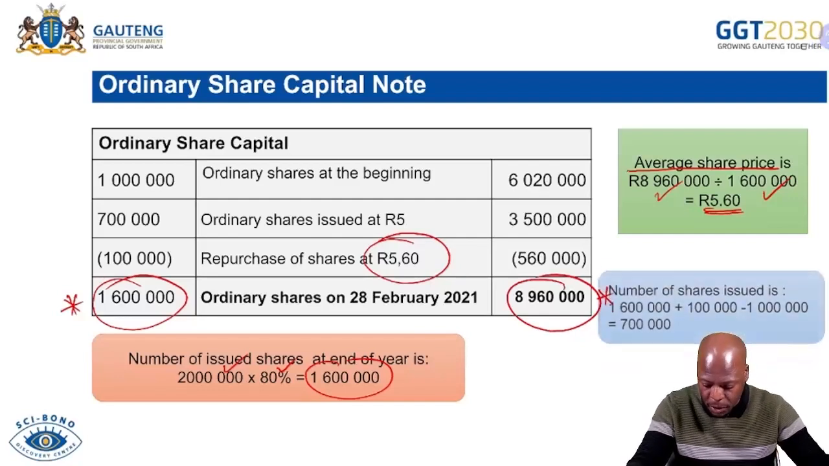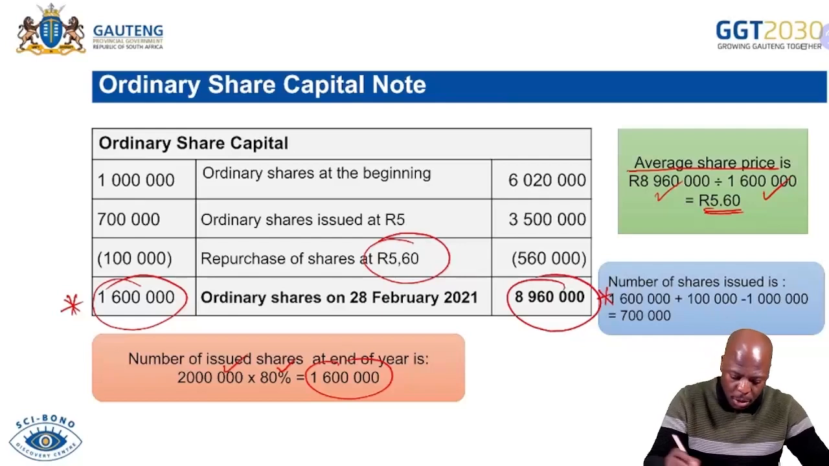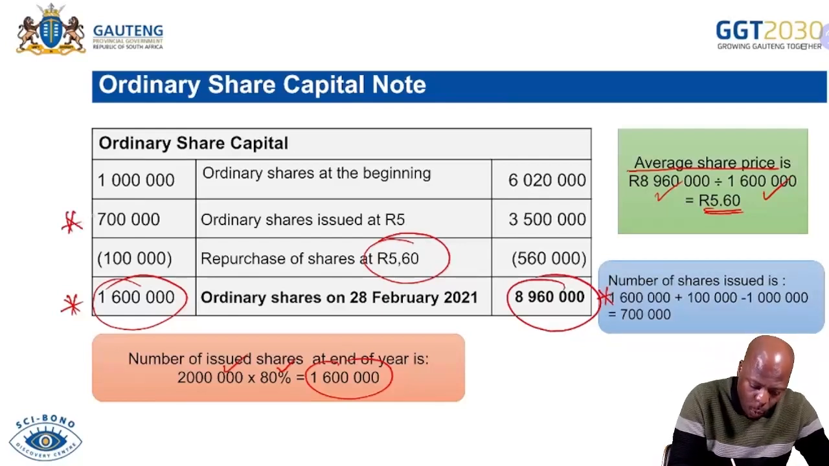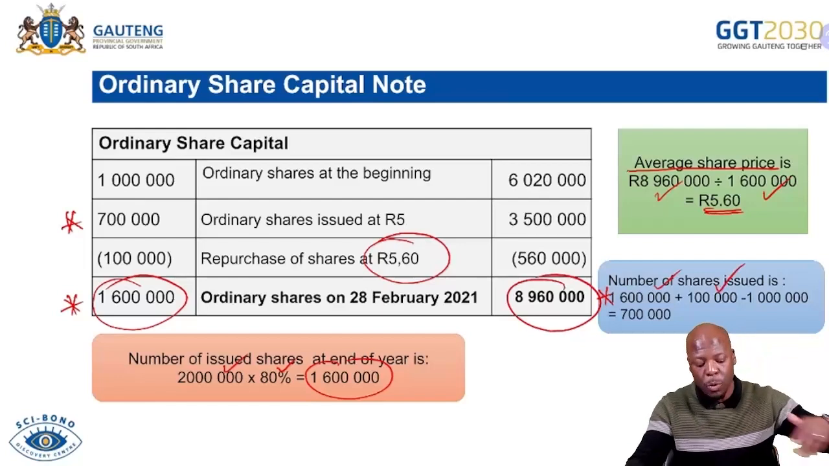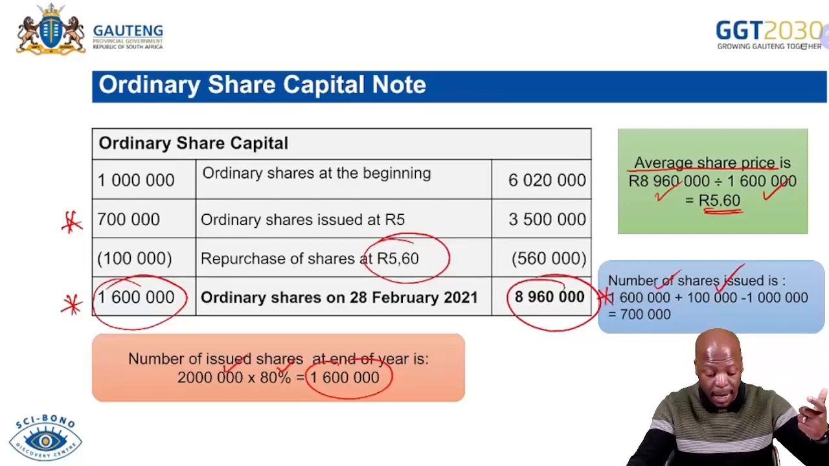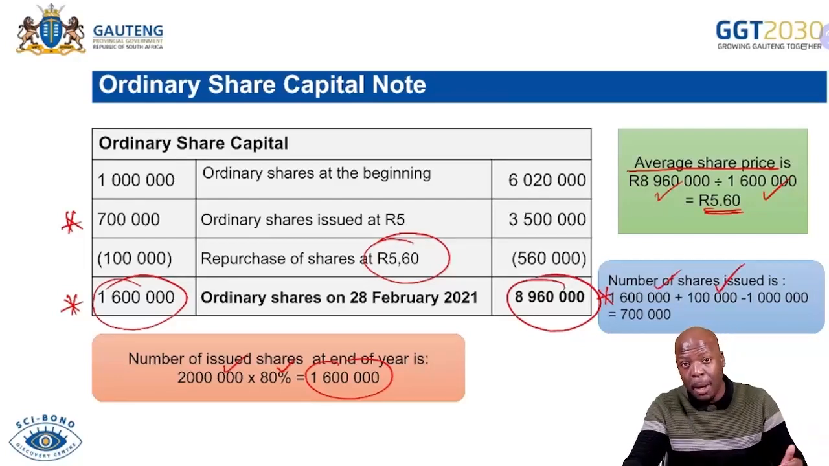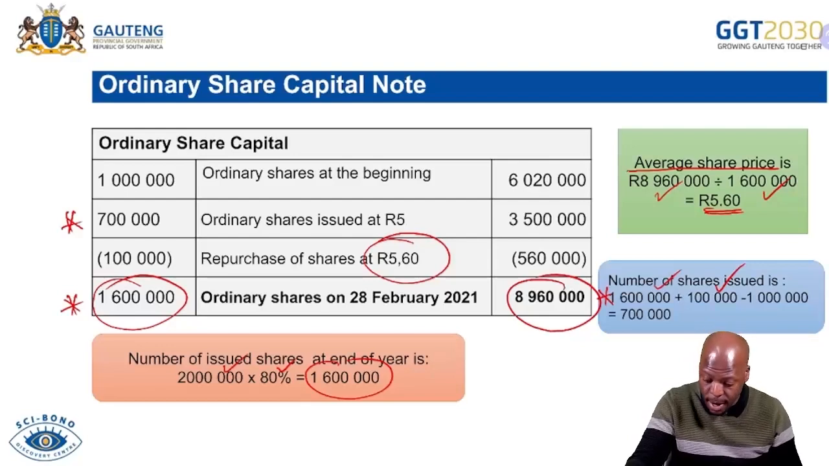Okay. Very important as well, the number of shares issued for us to get the 700,000. What did we say? We said our 1.6 million plus the 100,000, because we are going up. When we go up, we say minus, but it's minus to a negative amount as well. That's why we added it. And then you will then subtract the 1 million. Others say do the opposite of the signs. It is still correct. Okay.